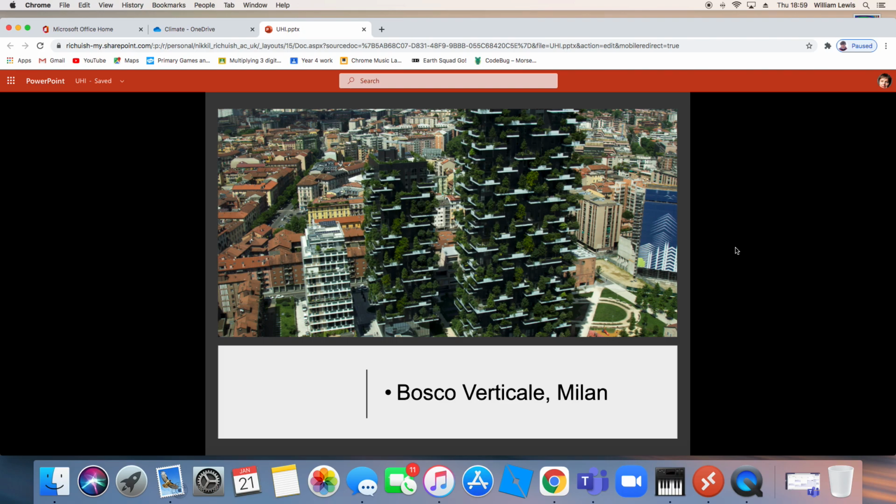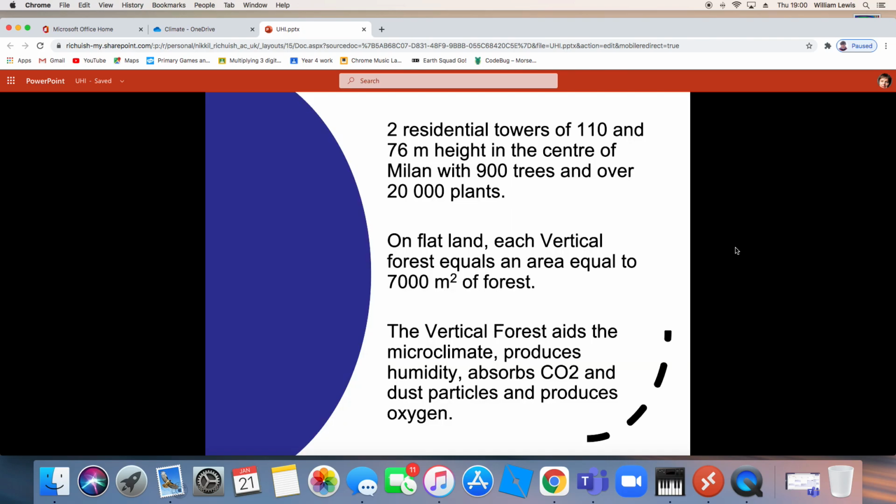Okay, so urban areas are hotter. You need to know why that is. You need a name drop example, Atlanta, and you just need to know a couple of ways that we could fix it, which is paler coloured surfaces and more plants. That's a bit of extra information about Bosco Verticale if you want it, but it's not crucial.